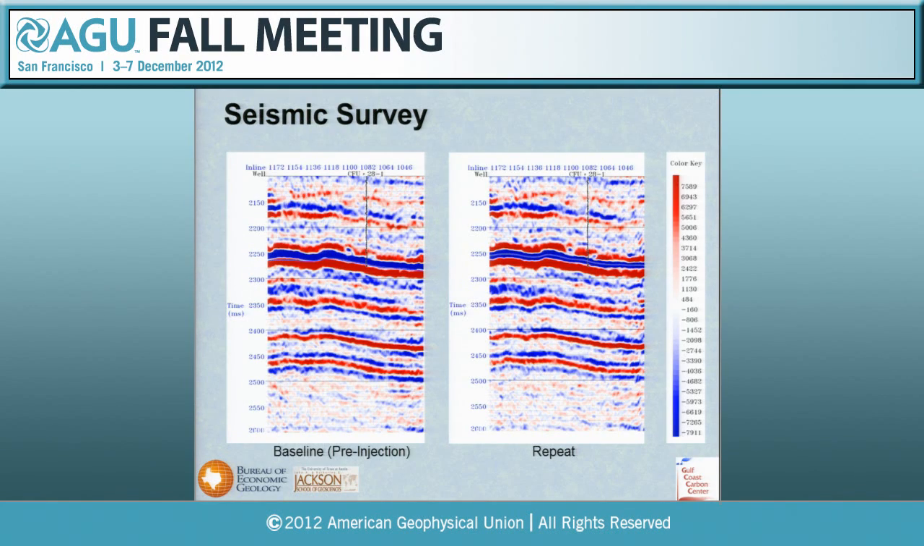These are the two cross-sections of the seismic survey. This is the baseline survey located at the reservoir. This is a P-wave log from the 28-1 well located within the volume. And this is the repeat survey, and again, here's the reservoir and the P-wave log coming down.